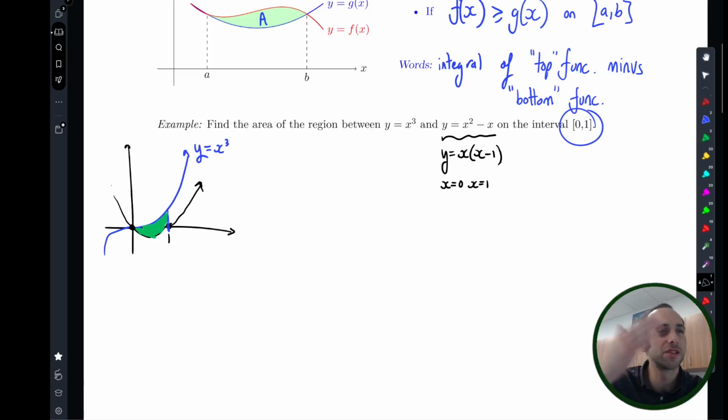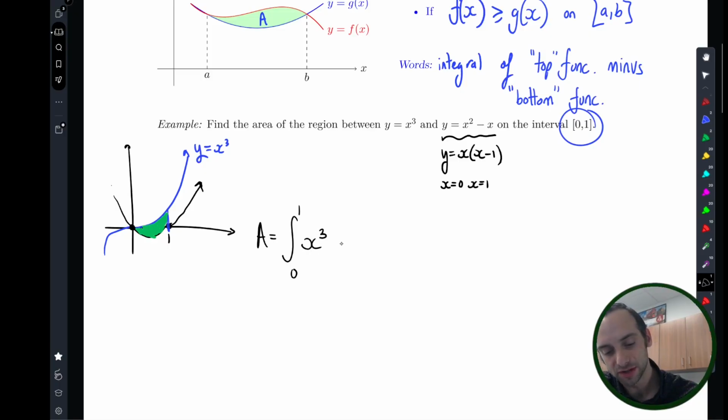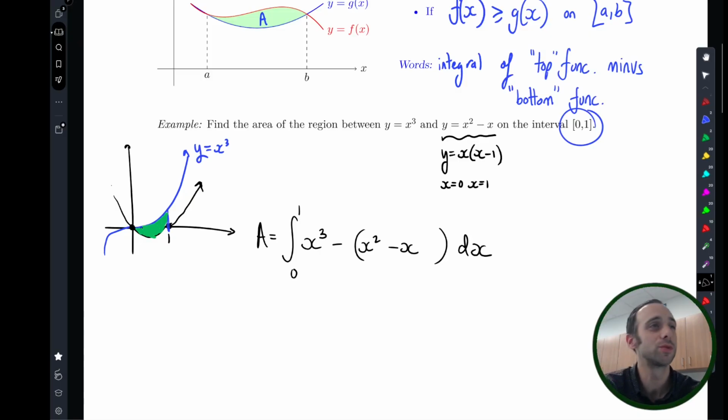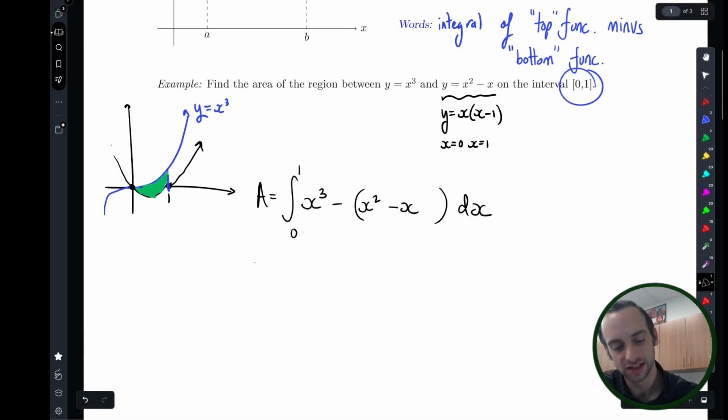to worry about areas above and below the x-axis as long as we stick to that idea of top function minus bottom function. So this green area will simply be calculated by the integral from 0 to 1 of the top function minus the bottom function. Well, the top function is the cubic function, the bottom function is the parabola, so we just need to go ahead and subtract these two inside the integral.